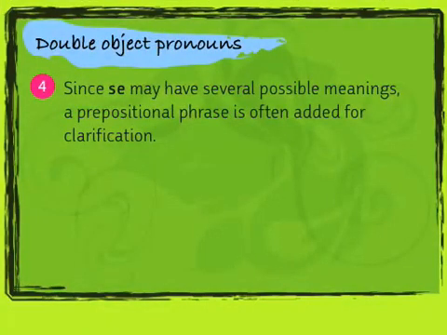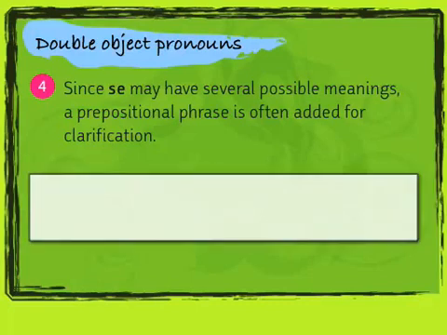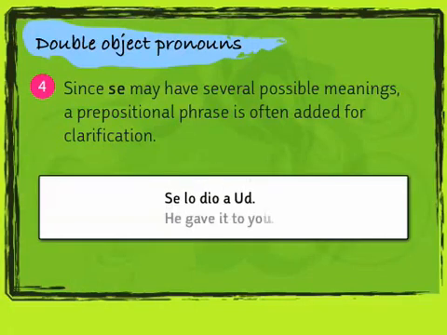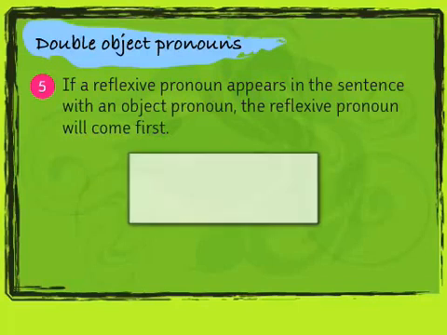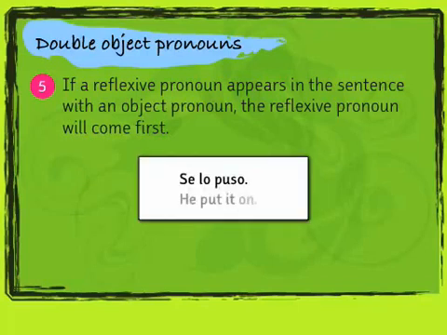Since se may have several possible meanings, a prepositional phrase is often added for clarification. Se lo dio a usted. He gave it to you. If a reflexive pronoun appears in the sentence with an object pronoun, the reflexive pronoun will come first. Se lo puso. He put it on.